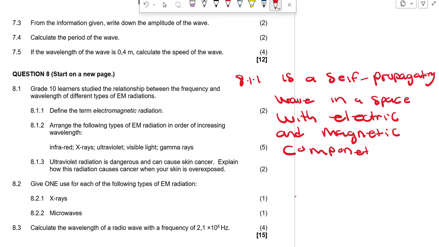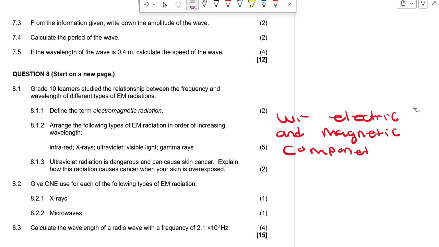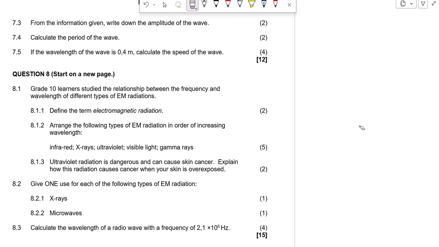Okay, so that is the definition. And then they say arrange the following types of EM radiation in order of increasing wavelength. Okay, so it's simple. I will write them down once. It's increasing. You know the spectrum, right? You follow it. So it's 8.1.2.